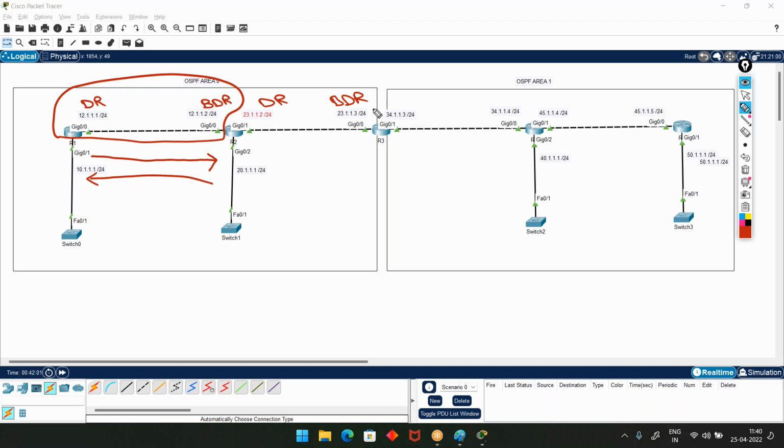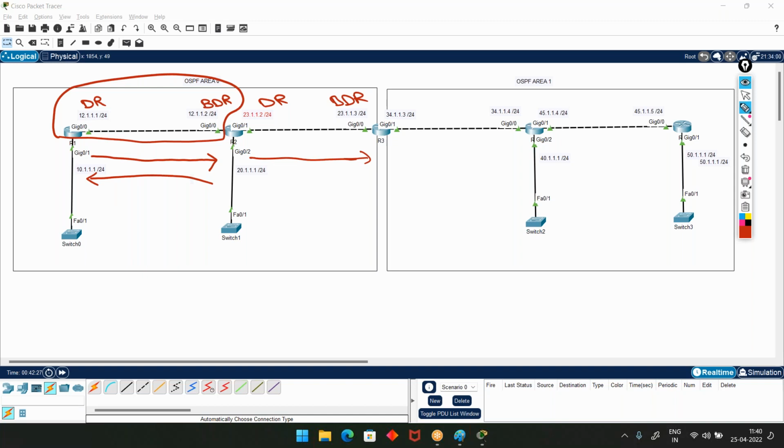In this scenario, there is no problem. R1 will share the database to the R2 router, then R2 will share the R1 database to R3 as well. They can exchange the information here. Even if it is the DR and the BDR, they can exchange the information compulsorily.